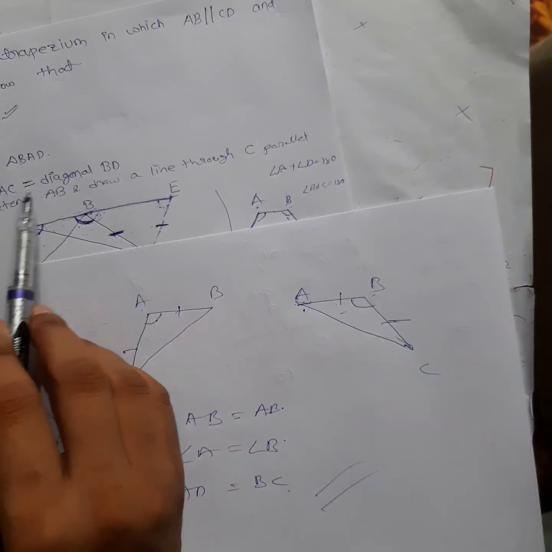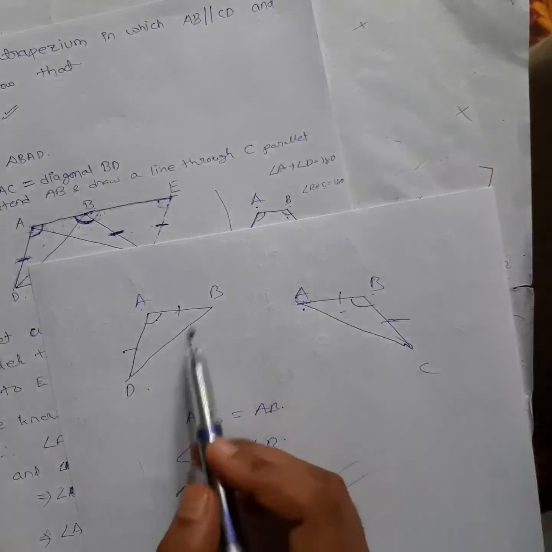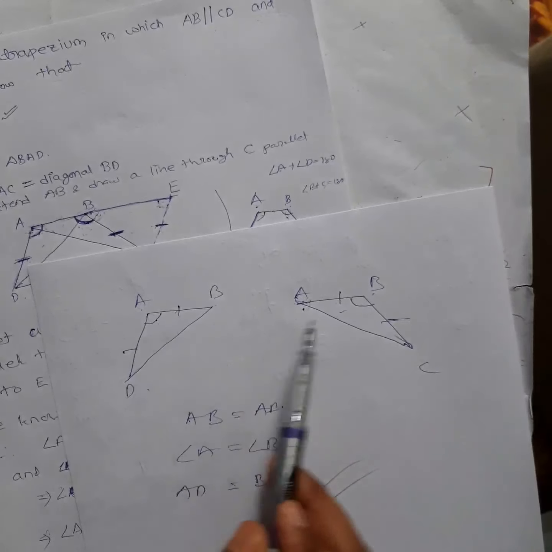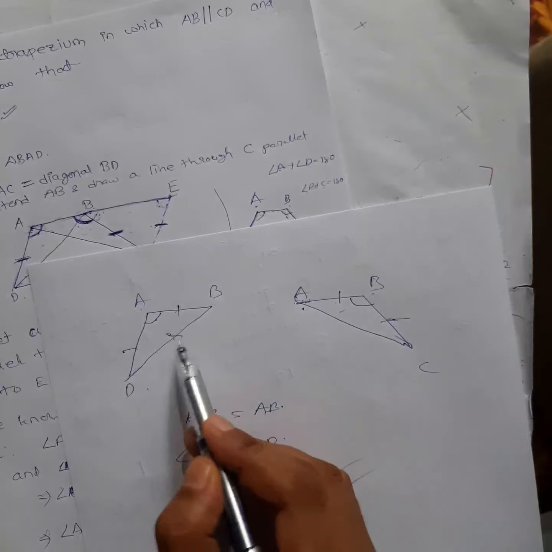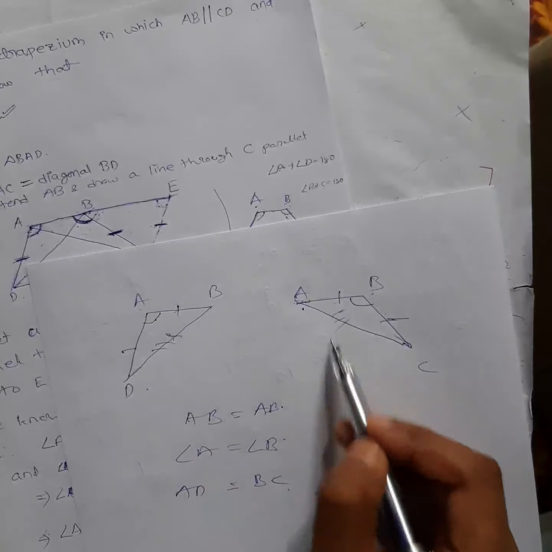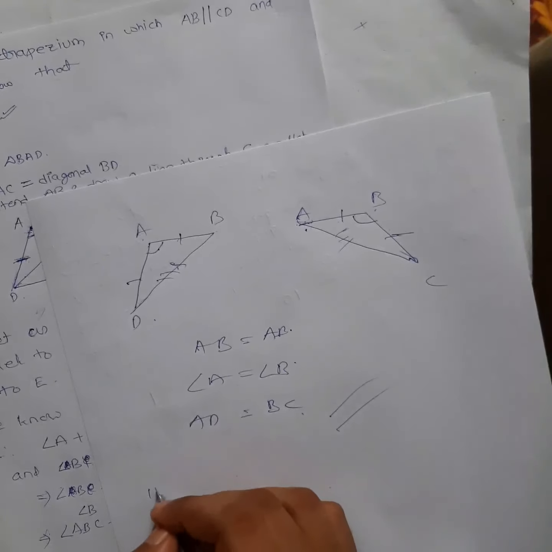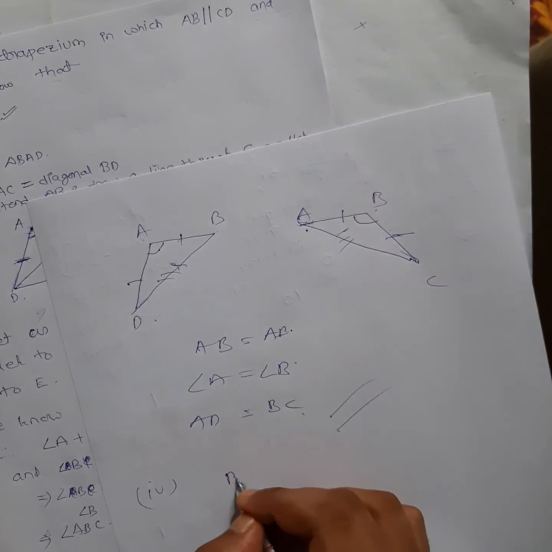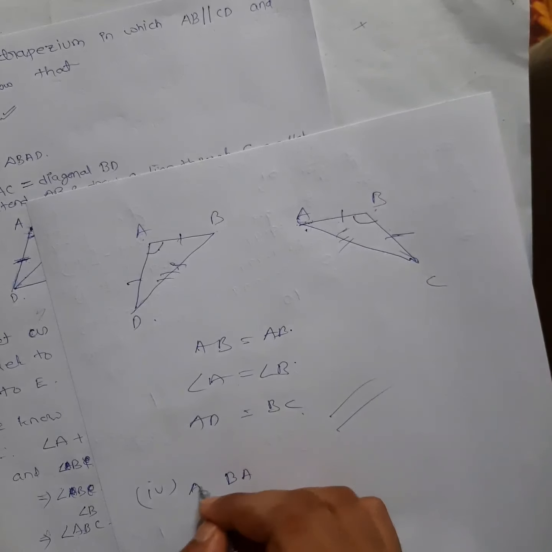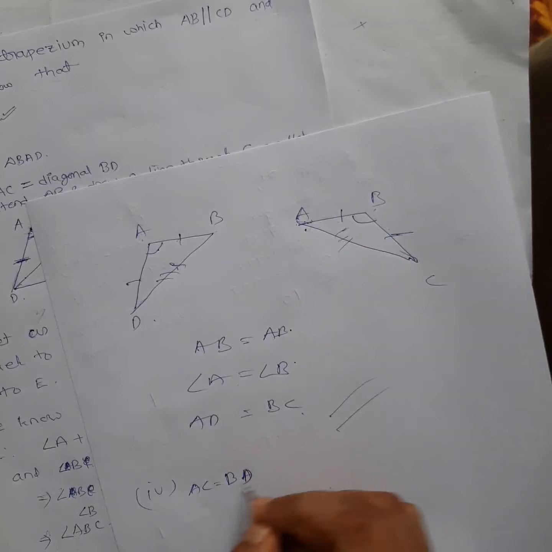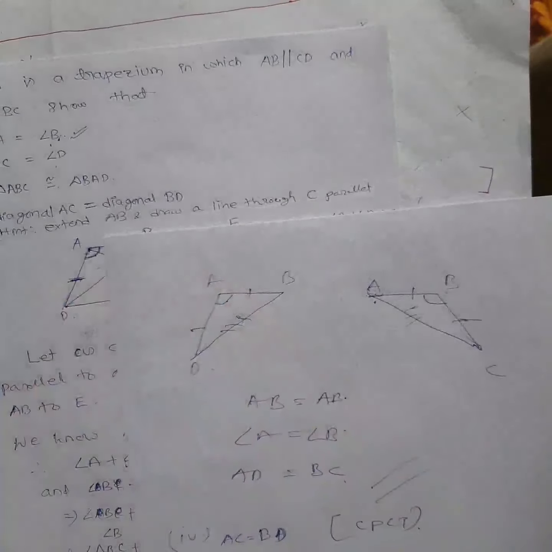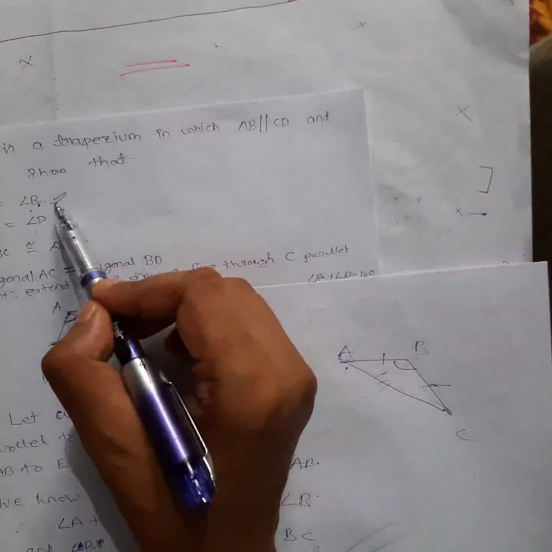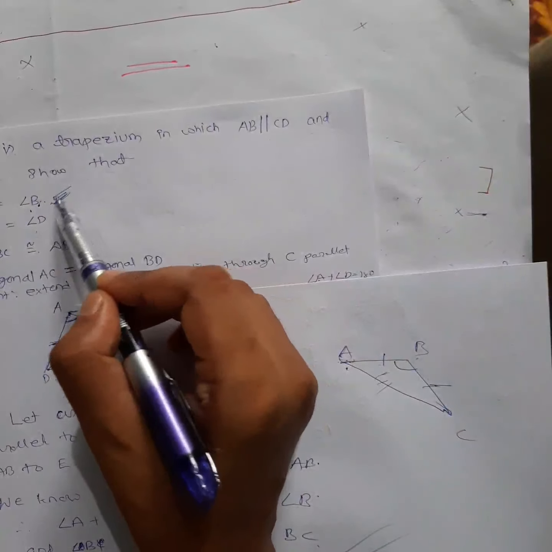Next, diagonal AC equal to diagonal BD. Very simple. Diagonal AC and diagonal BD are the same. Obviously these two are congruent, so obviously this will be the same, right? So next, number 4, how do you write it down? Directly you can write AC is equal to BD. How? CPCT. You don't have to do anything in question number 4. So you can see question number 1 is only a little tough, so practice that one. The rest are very simple. Okay.